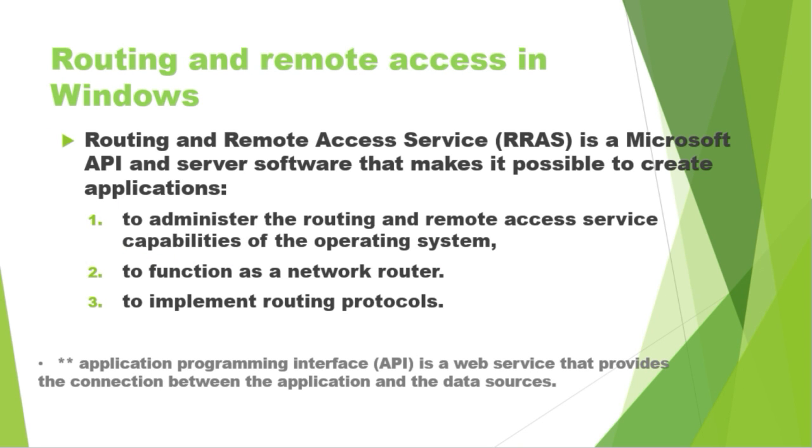So in Windows, RRAS, or Routing and Remote Access Service, is basically an application programming interface, or API, and it's part of the Microsoft Windows Server software that makes it possible to create applications to administer the routing and remote access service capabilities of the operating system, to function as a network router, and also to implement routing protocols.